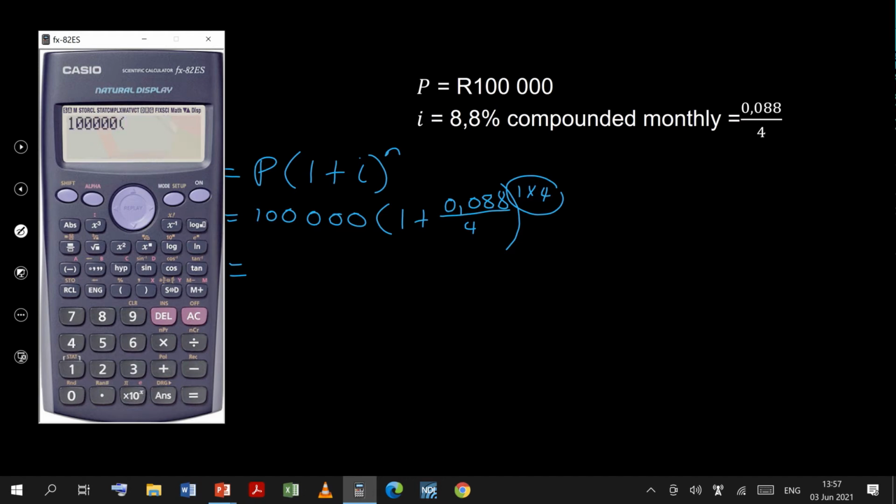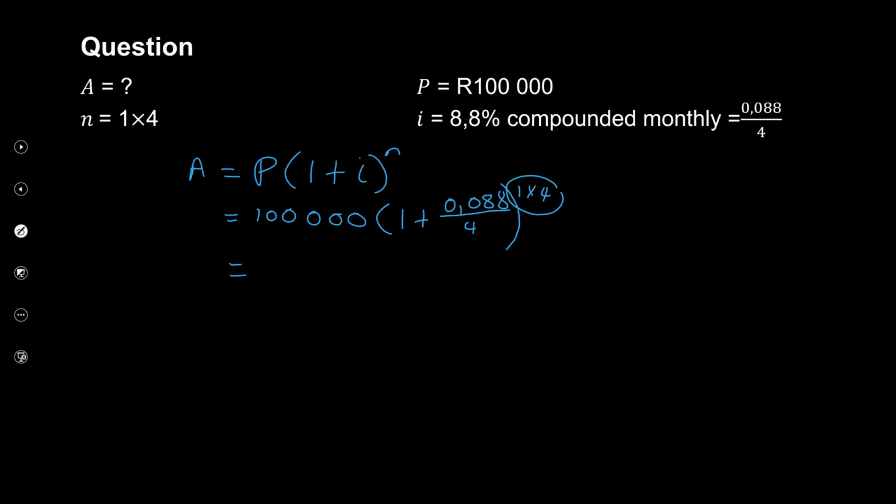100,000, open a bracket. My zeros are enough, right? So it's 1, 2, 3, 4, 5 zeros. And 1 plus 0.088 divided by 4, because this is being distributed on a quarterly basis, and my exponent is 4 there. This is going to give me 109,094 rand, and how many cents this is?